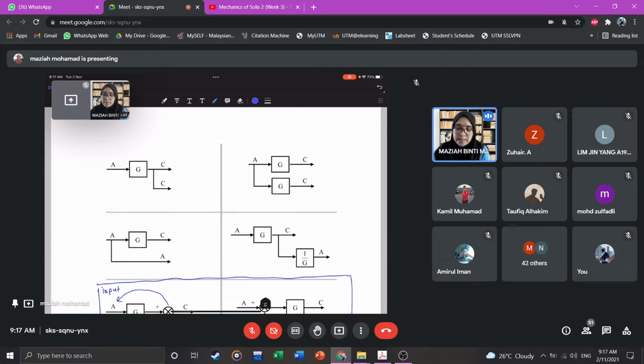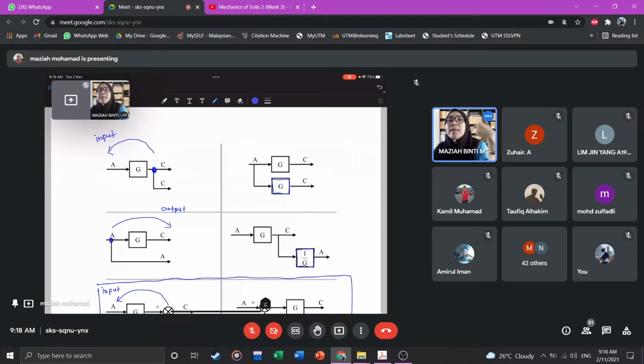For these two here, this is pickoff point. So you just tap and feed into somewhere. For pickoff point, this one here is when you move toward the input. Therefore, you're going to multiply it with G. And this one here, you move toward the output. So you're going to multiply with 1 over G. So that is for rules number 2 and 3.